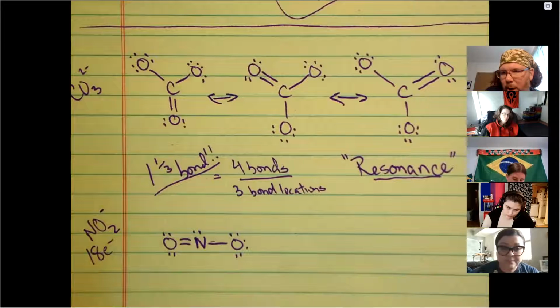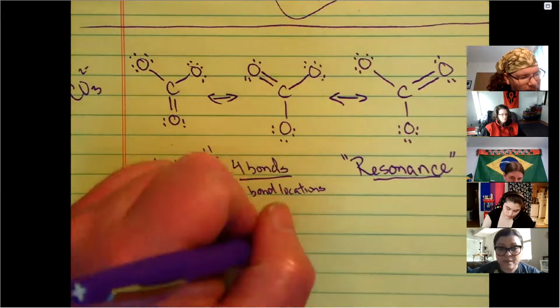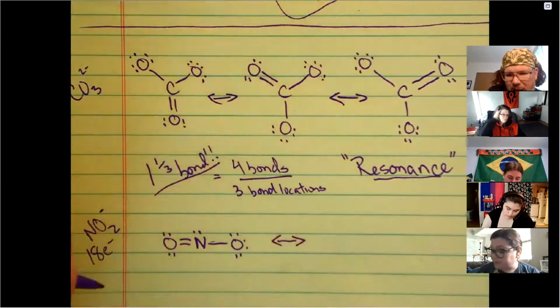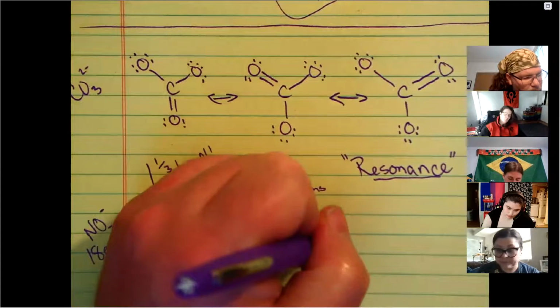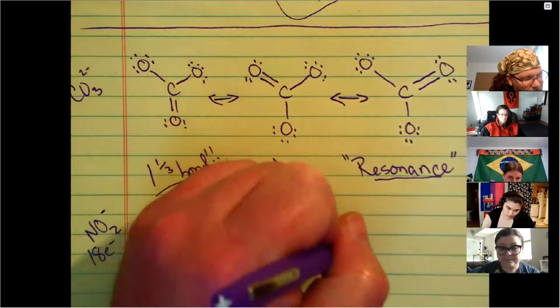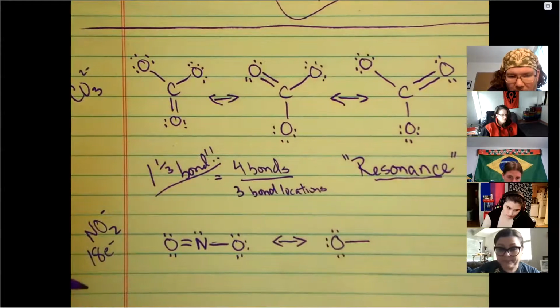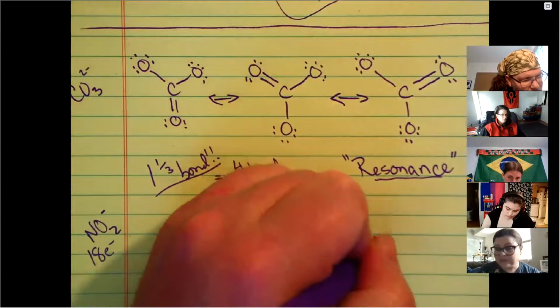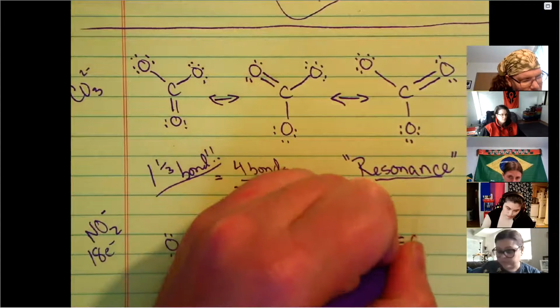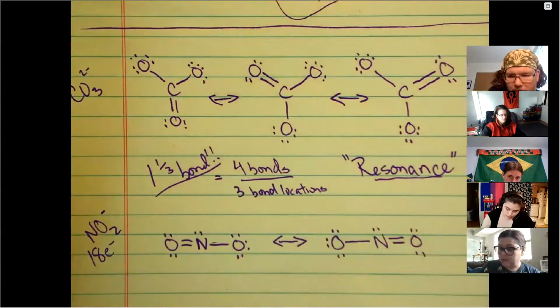Is this the only way that we could share the electrons to give all the atoms an octet? Well, obviously not, or else I wouldn't have used this as an example. You might choose instead to have a single bond to the oxygen on the left and the double bond to the oxygen on the right.